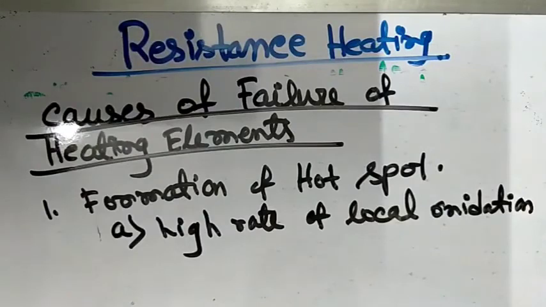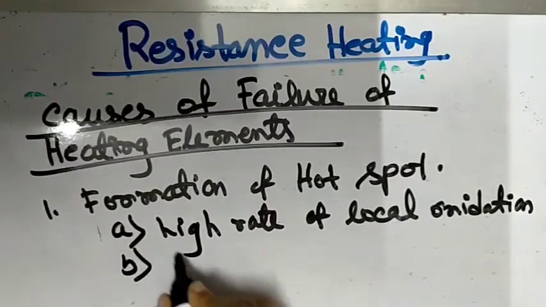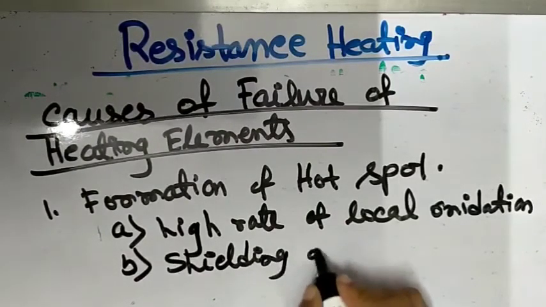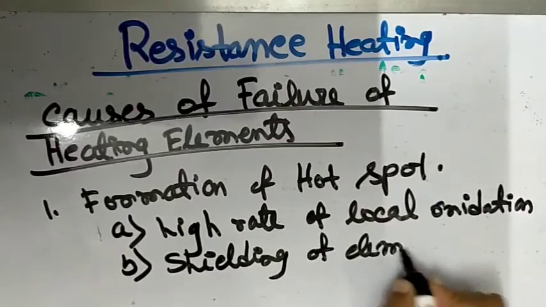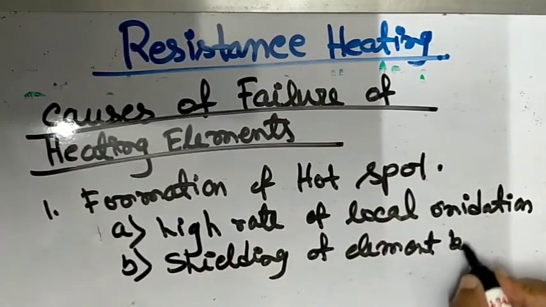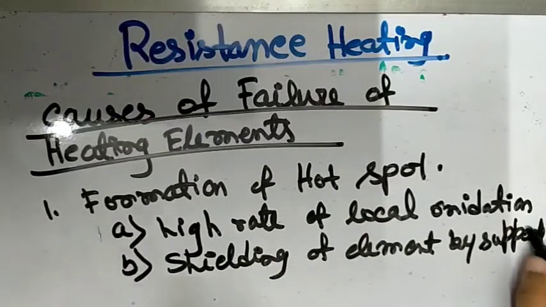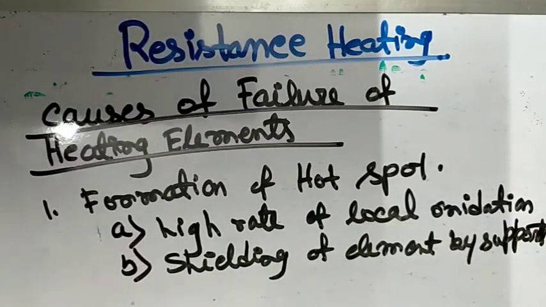Next is shielding of element by supports, etc. This will reduce the local heat loss by radiation and cause a high rise of temperature of the shielded portion of the element, and thereby the minimum number of supports without producing distortion of the element should be used.